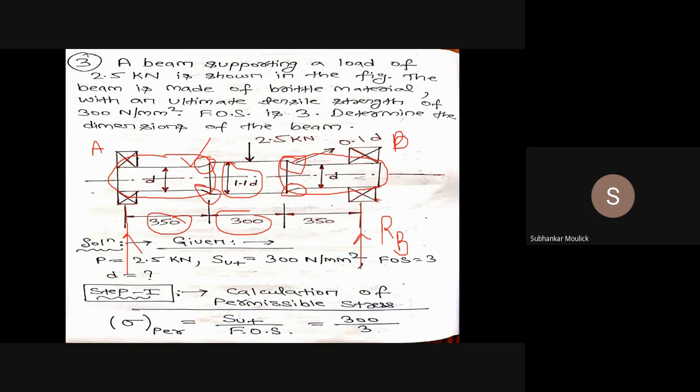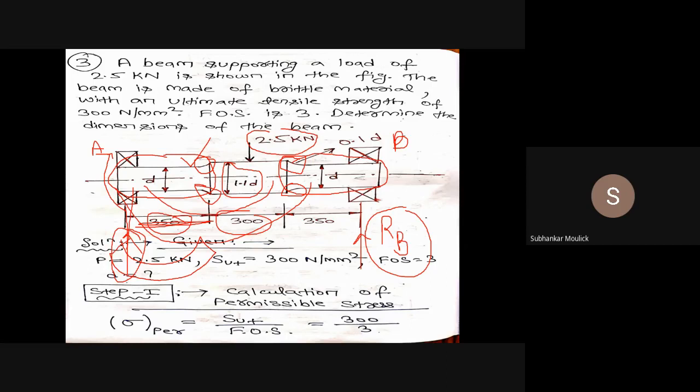How can we find it out? We know that in this beam, due to this 2.5 kilonewton load, the entire beam will bend. So first of all, I need to calculate the values of RA and RB. Then you see this RA into 350 mm is creating a clockwise moment, so the beam will bend like this. That is, sagging bending will happen.